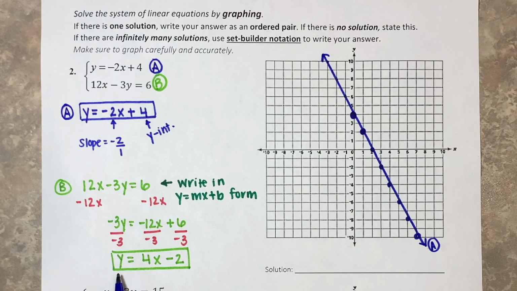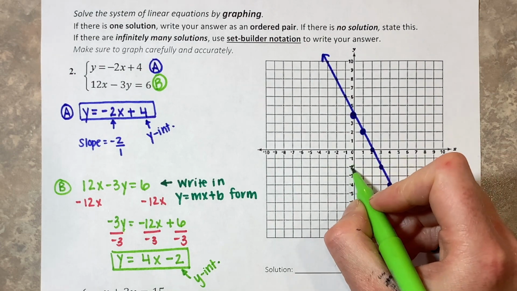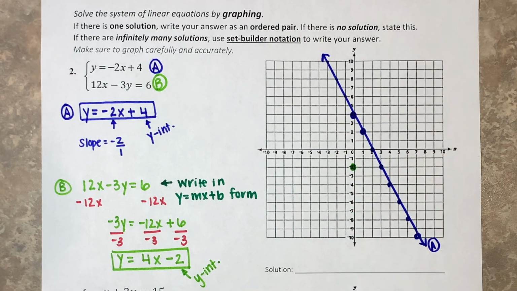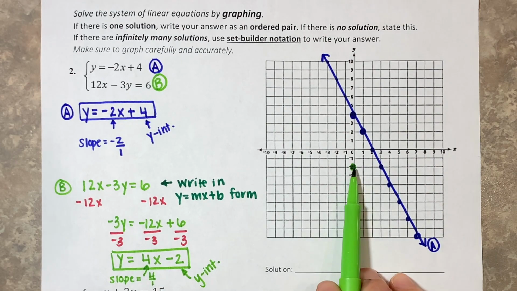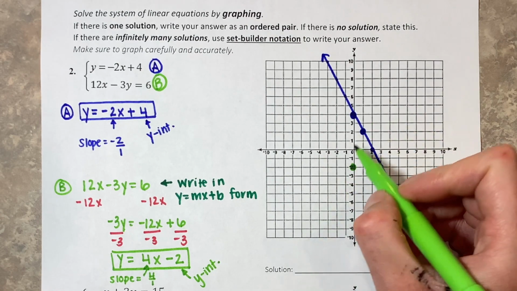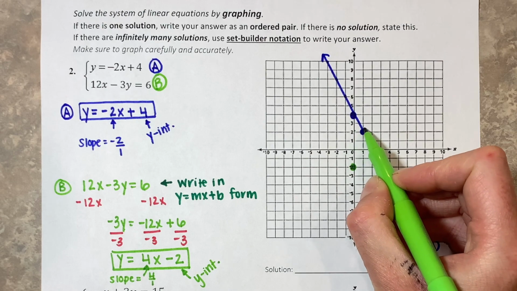So I've succeeded in isolating y, and now our equation is rewritten in y equals mx plus b form. Now in order to graph, first let's identify the y-intercept. The y-intercept is -2, so we'll find -2 on the y-axis. Now let's identify our slope. The slope is 4, which I've rewritten as 4/1. So we start at our y-intercept, and we'll use the slope to plot an additional point. We'll count up 4 and to the right 1.